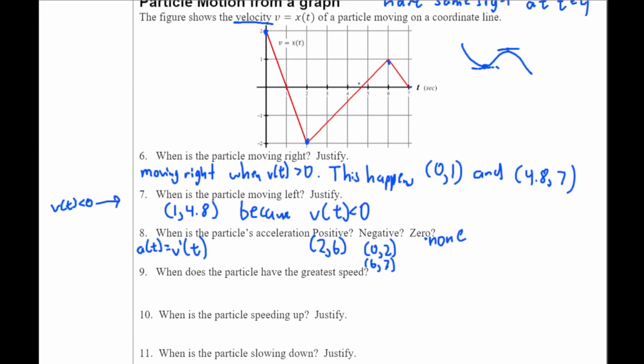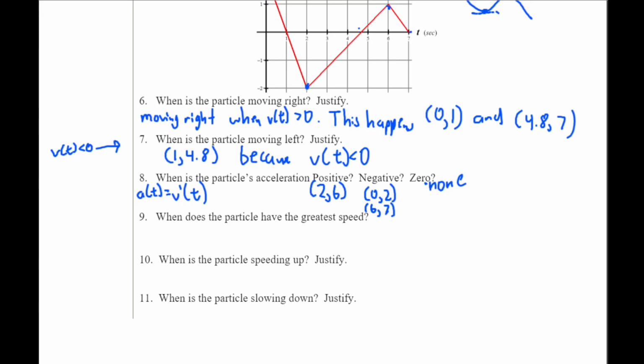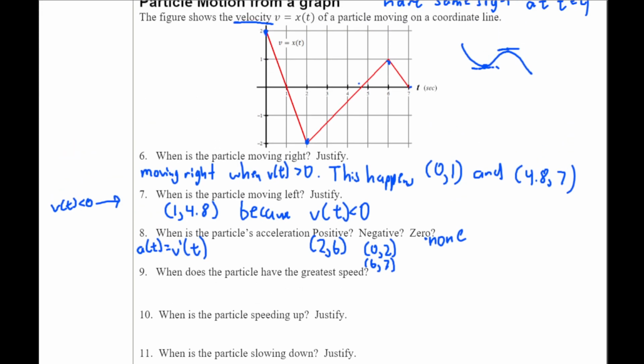All right. When does the particle have the greatest speed? Anytime you see greatest speed, again, speed is absolute value of velocity. So pretty much if you have the velocity graph, you just need to find the lowest point on the graph and the highest, lowest and highest. So see here we have a velocity of positive 2. Here we have a velocity of negative 2.